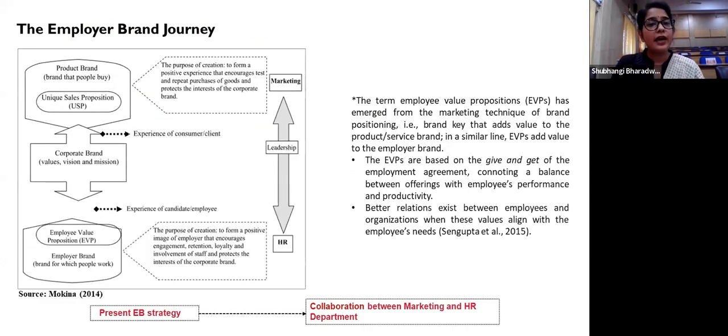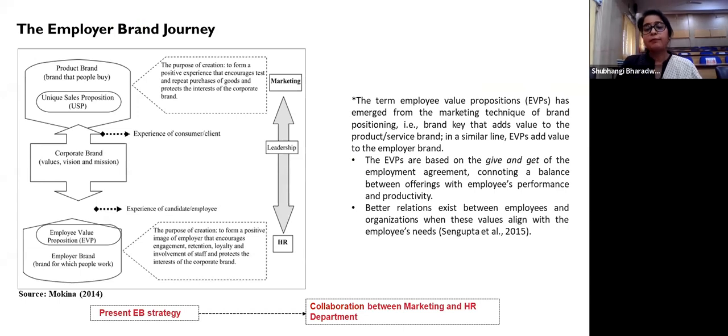The concept of employer brand has actually emerged from the traditional concept of product brand that is based on the premise of providing unique sales propositions to the customers, which is headed by the marketing department. On the other hand, employer brand is based on the premise of providing unique employee value propositions to the internal as well as external employees, which is headed by the human resource department. The term value propositions has actually emerged from the marketing technique of brand positioning, that is brand key, which adds value to the product or service brand. In similar terms, these value propositions add value to the employer brand.